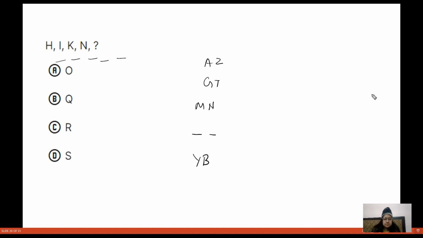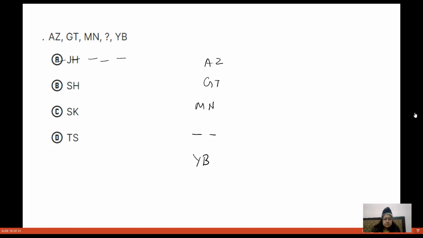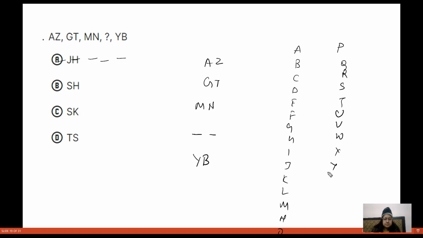Okay, let's do this question. What was the question for us? It is saying A Z G T M N, dash, Y B. So again you can start from A B C D E F G H I J K L M N O P and all. By now I think most of you must be familiar with what number which alphabet is.